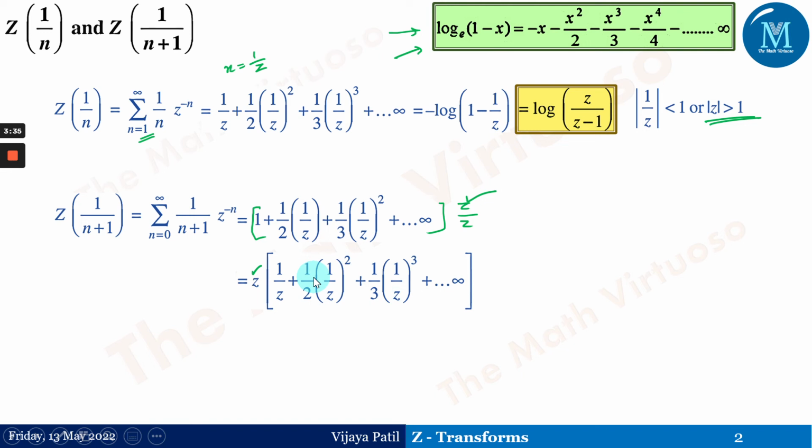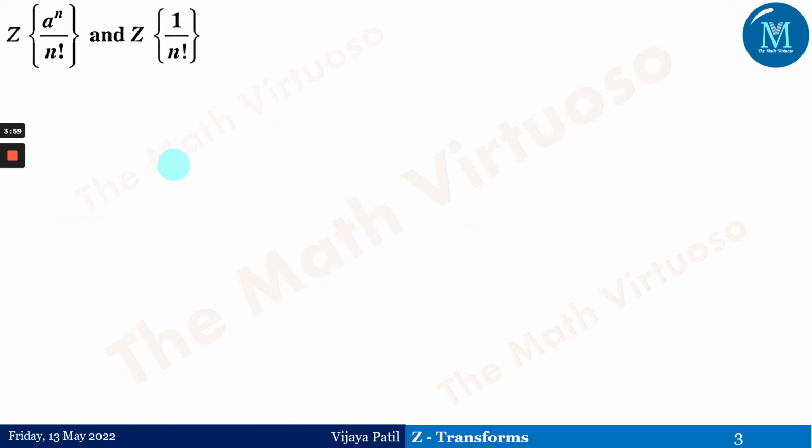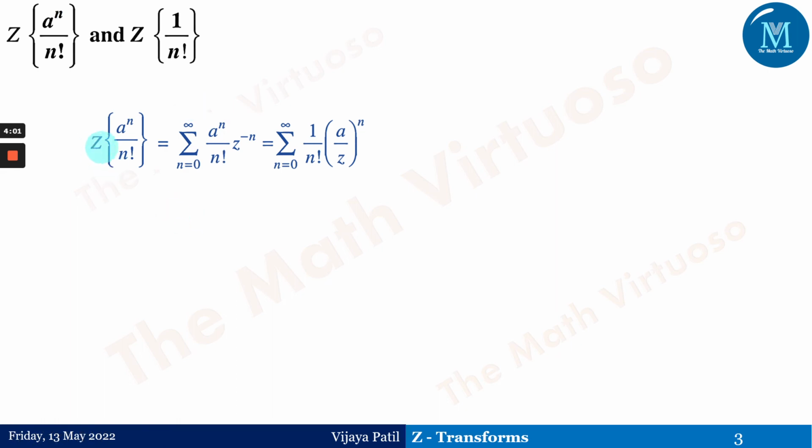So this is nothing but minus log of 1 minus 1 by z, the expansion we have seen here, multiplied by z. After arranging the terms, taking the minus sign and absorbing it inside the log, we get z into log of z upon z minus 1 as the Z transform of 1 upon n plus 1. Now moving ahead with the function, Z transform of a to the power n upon n factorial.